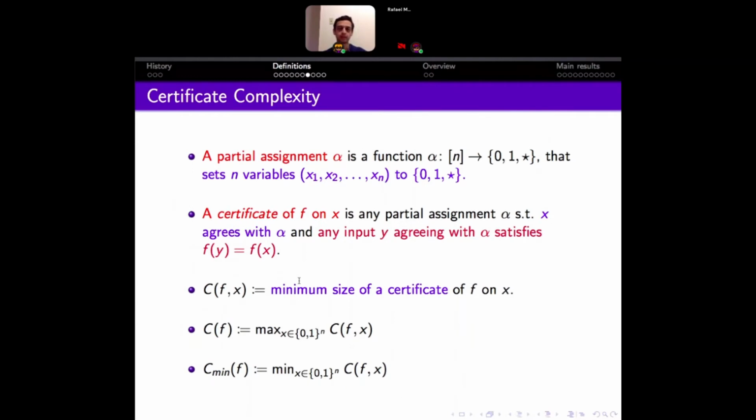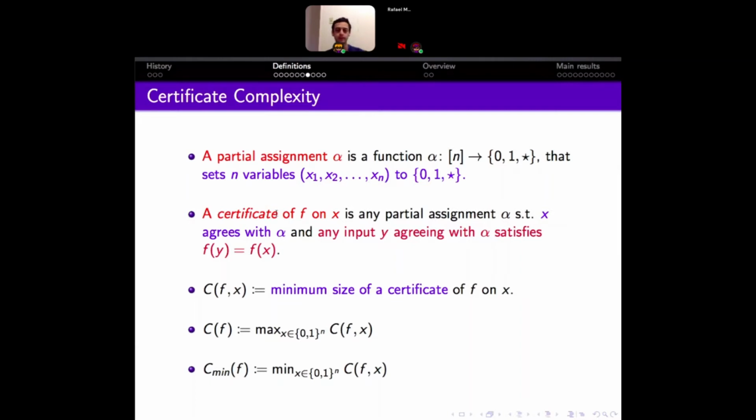Now we'll define another related measure called certificate complexity. So first we define a partial assignment. A partial assignment alpha is simply a function from 1 to n to 0, 1 and star, which basically corresponds to setting the n variables to 0, 1 and star. If you set any variable to star, that is called a free variable. And if we set some variables to zeros and ones, those will be the fixed variables.